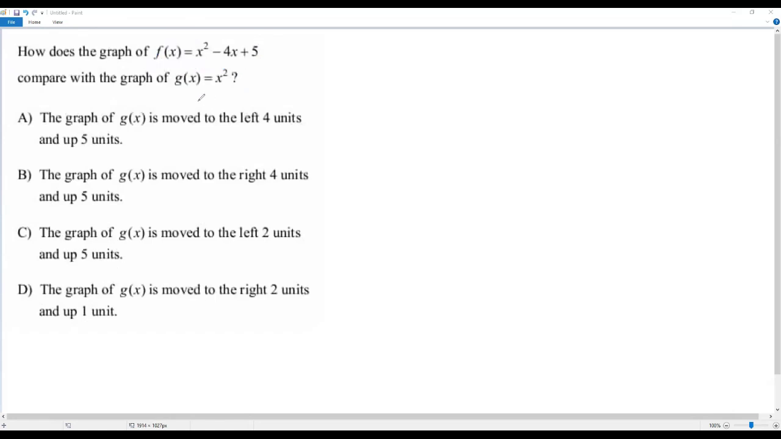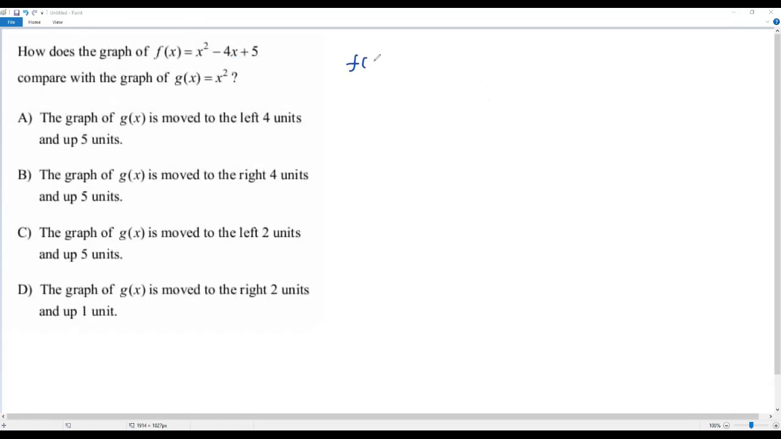Now to identify the transformations on the function g(x) to get the graph of the function f(x), we have to write the quadratic function f(x) in vertex form. That is f(x) = a(x − h)² + k. Here, a represents the stretch or compression, h represents the horizontal translation, and k represents the vertical translation. So our aim is to write the quadratic function f(x) in vertex form.